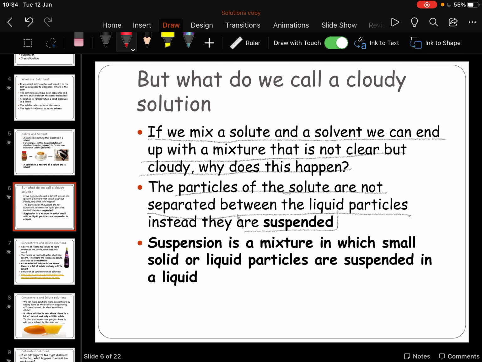They are suspended. So all I want you to take down here is the last point. Suspension is a mixture in which small solid or liquid particles are suspended in the liquid. So basically, suspension is when you mix two things, generally a solute, and they get churned up, and they get suspended one in the other. So suspension is what occurs. That's what suspension is. Now we have two keywords ticked off.